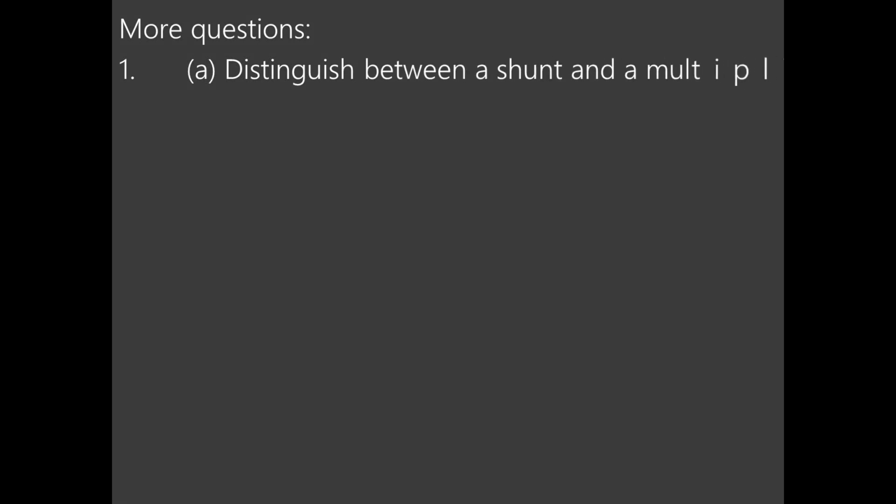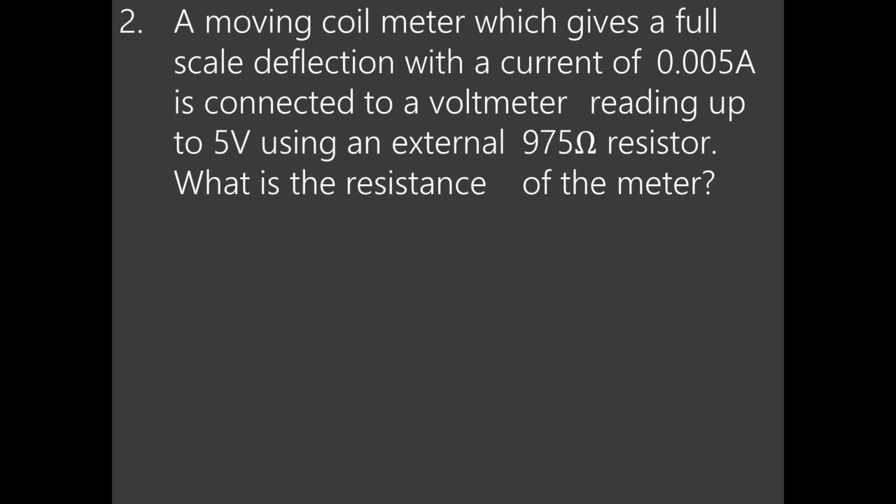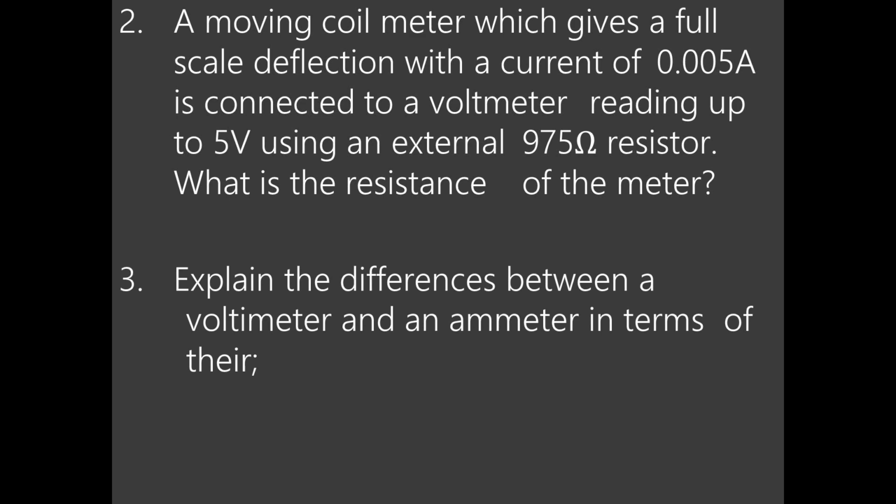More questions. These are for you. Number 1, part A, distinguish between a shunt and a multiplier. Part B, convert a 5 ohms, 10 milliampere milliammeter into a voltmeter to measure voltage up to 5 volts. Number 2, you can pause and do it also. Number 3, right there. And it has 2 parts.